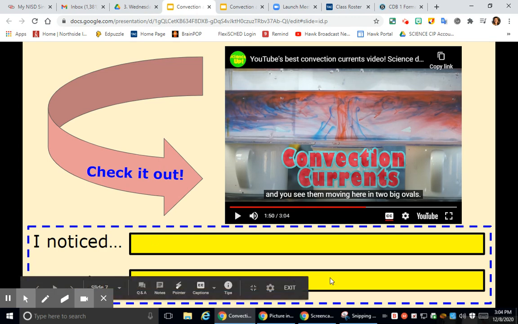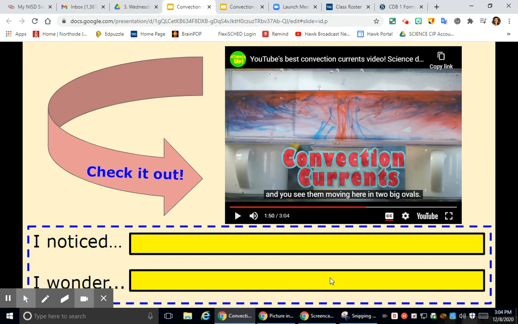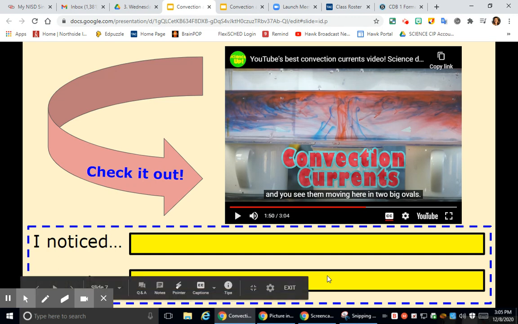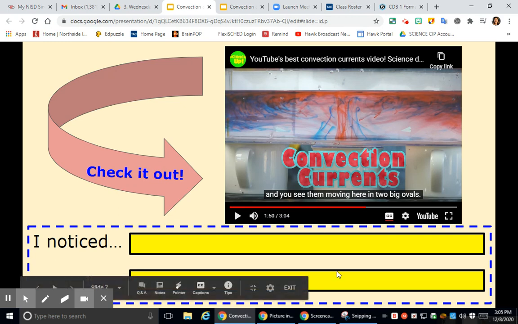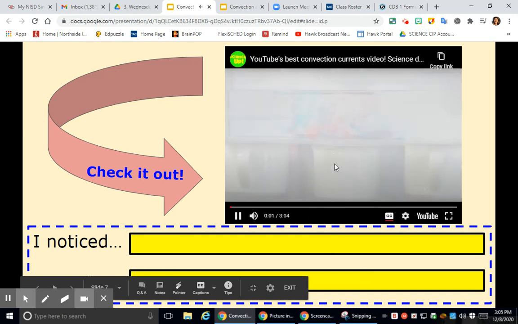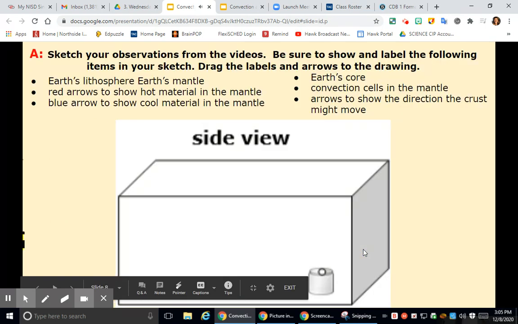Maybe some things that you might wonder about, what I wonder about is if cool water is coming from our poles and warm water from our equator is rising up, what would take place during global warming? Are our convection currents in the ocean going to be affected by global warming? So some things to wonder about. Take a deep breath.